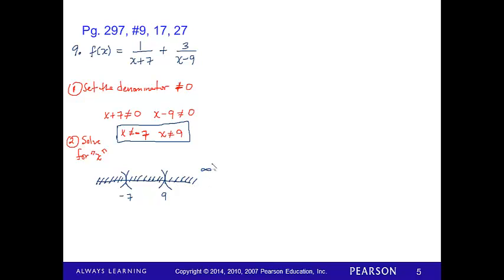Then out here on the far right is infinity, and on the far left is negative infinity. So the interval answer would be from negative infinity to negative 7, union negative 7 to 9, union 9 to infinity. So this is the solution representation of your domain. This is the graph representation of your domain, and here's the interval.